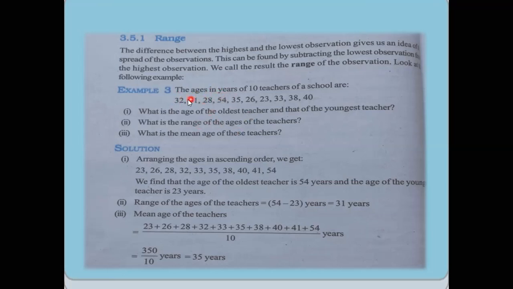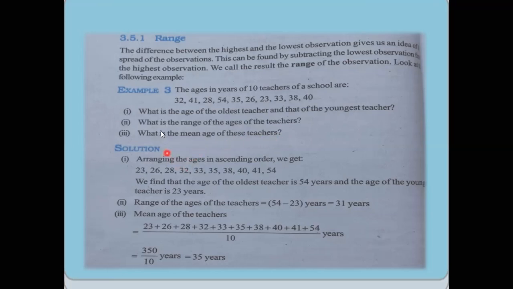The ages in years of 10 teachers of a school are 32, 41, 28, 54, 35, 26, 23, 33, 38, 40. So in one school, these are the ages of the 10 teachers. Now what do you have to find here? There are three questions. What is the age of the oldest teacher and that of the youngest teacher? Next, what is the range of the ages of the teachers, and what is the mean age of these teachers?